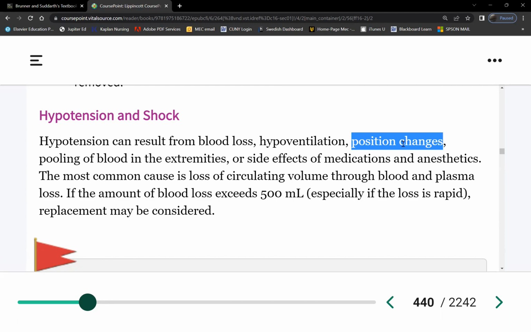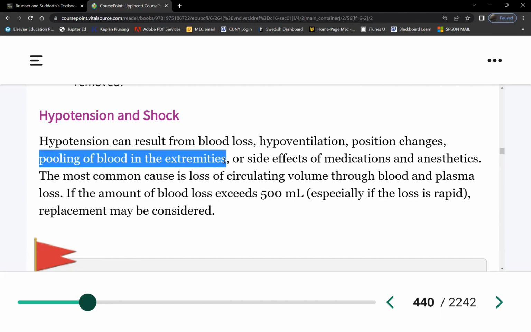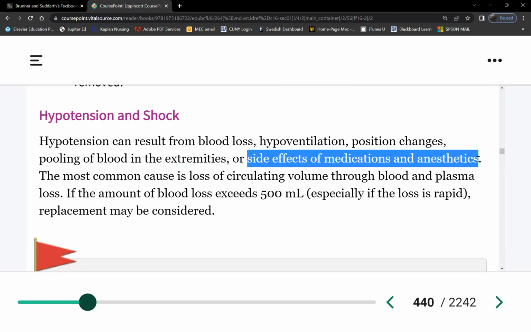Then pressure changes, and then pooling of blood. Remember, these patients are not mobile after surgery, so there will be decreased venous return, and that contributes to the low blood pressure. And the rest are, of course, from the anesthesia, the opioids, and the benzodiazepines that the patient received.